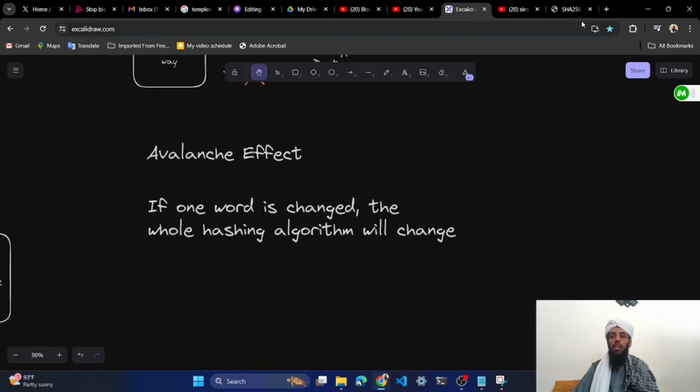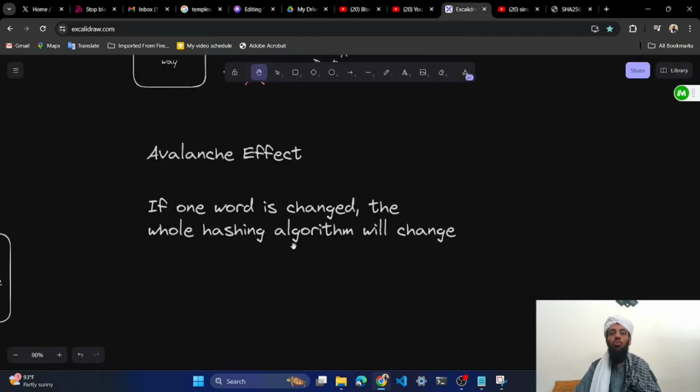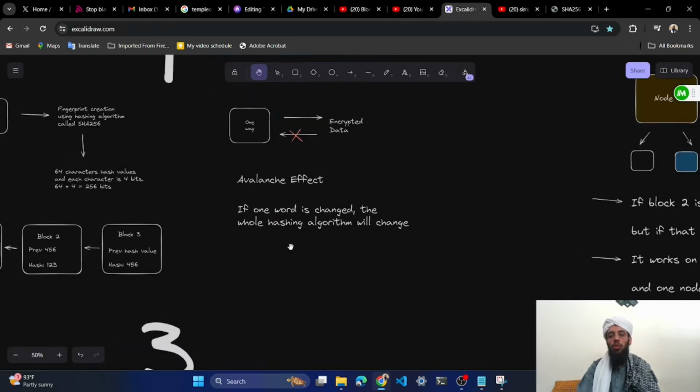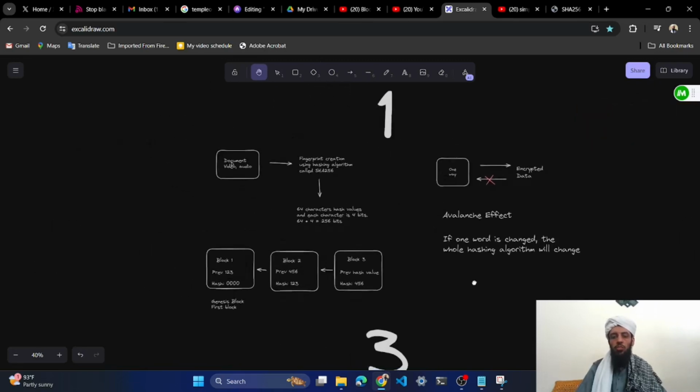The avalanche effect, I have told you, means that if one word is changed, the whole hash will change. You can see here that I just wrote I, and the whole hash has changed, as you can see here. If I write I again, you will see another hash, another, another, the whole hash changed. So this is the avalanche effect, in which even if one word or some part of the document is changed, the whole hash will change.